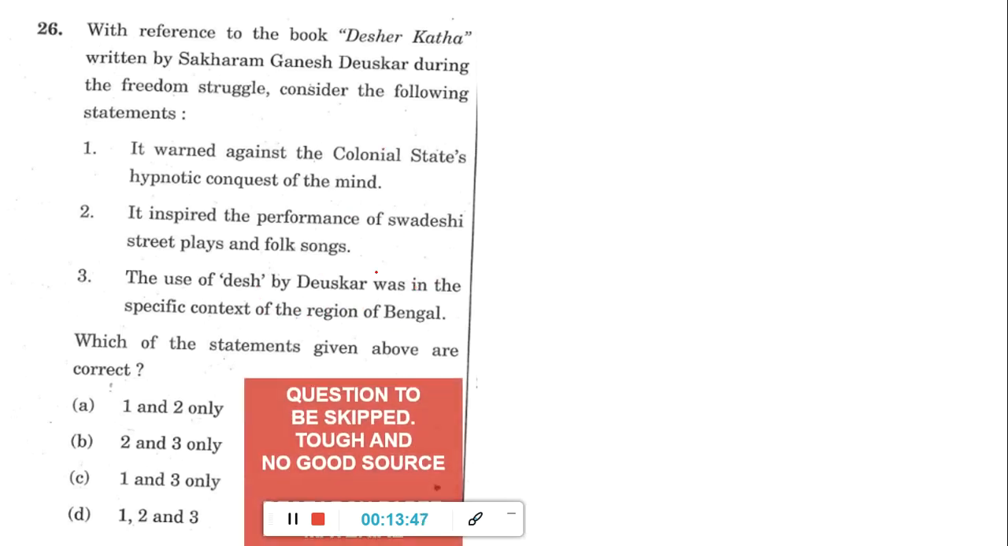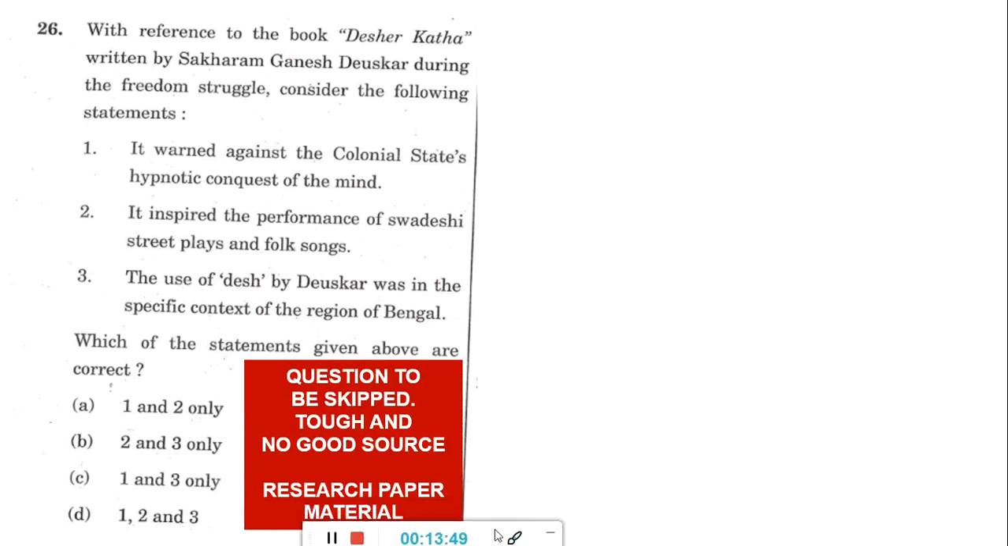This was a very difficult question. You had to skip it because this is kind of research paper material. This particular book, Deshar Katha, which is written by Sakharam Ganesh Deuskar, you will not find in any textbook, not in NCERT, not in Tamil Nadu, not in Spectrum, nowhere. It will be there in some optional kind of big textbook or research paper, else it is not required and nobody has to go and find it out. Now just learn by heart that this book is written by this person, because in future UPSC will ask it again. Deshar Katha by Sakharam Ganesh.